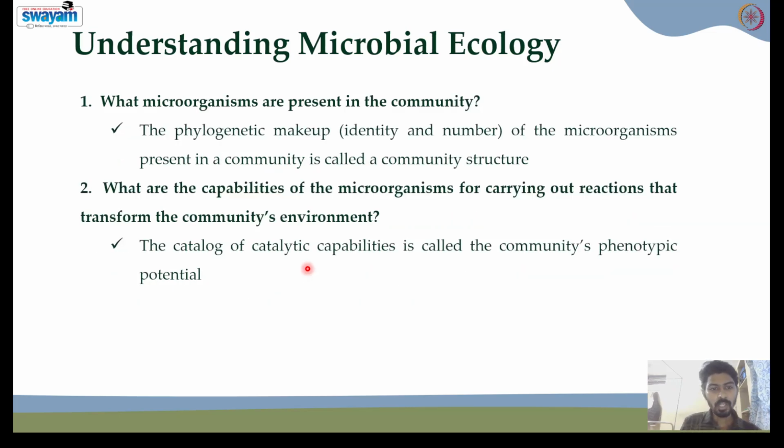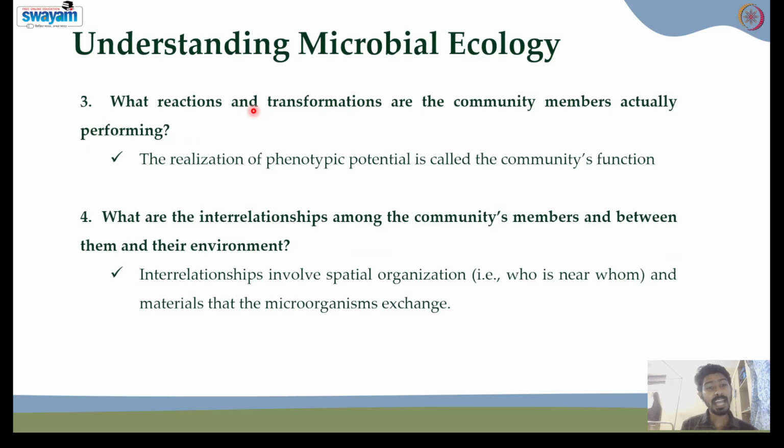One is, what are all the microorganisms that are present and what they are capable of doing in a particular environment. And third question, what kind of reactions or transformations take place in the community members in order to perform this reaction? And the fourth one is how these members help each other, and also how they get help from the environment in order to do these processes. So if you are able to answer these four questions for any environment, then I hope you have understood the microbial ecology concept very well.